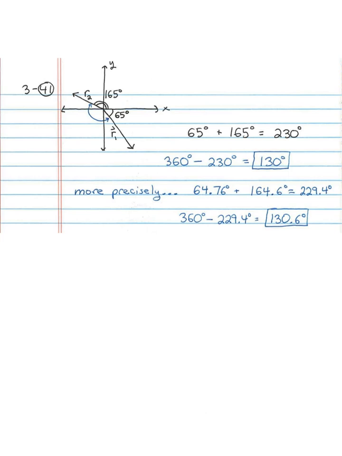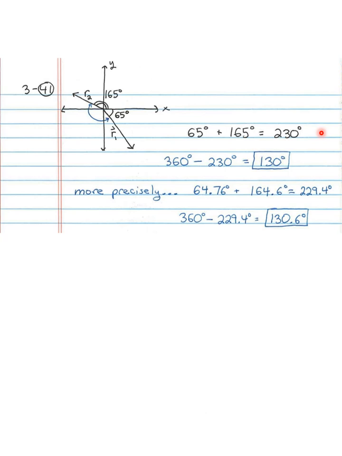Number 41, find the angle between the two vectors. Hint, find the angle each makes with the x-axis. All right, so there's the two vectors from the previous example. And we know that R1 was negative 65 degrees. So you see in the picture, I've shown that it makes a 65-degree angle with the x-axis. We know that R2 makes a 165-degree angle. I'm just rounding to the nearest degree here. So this 65 plus this 165 is 230 degrees.